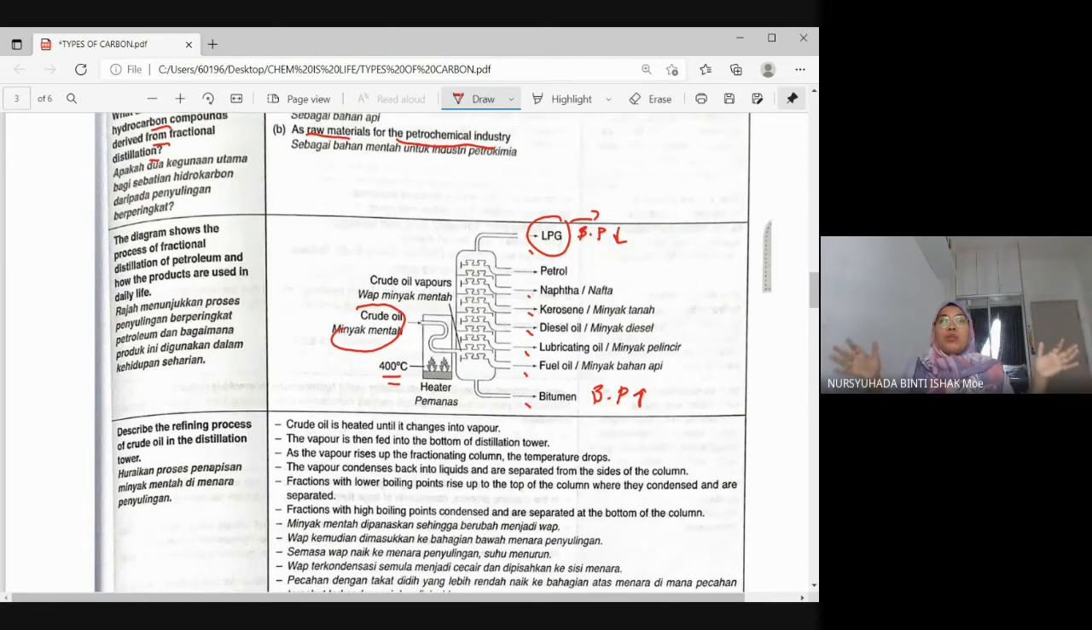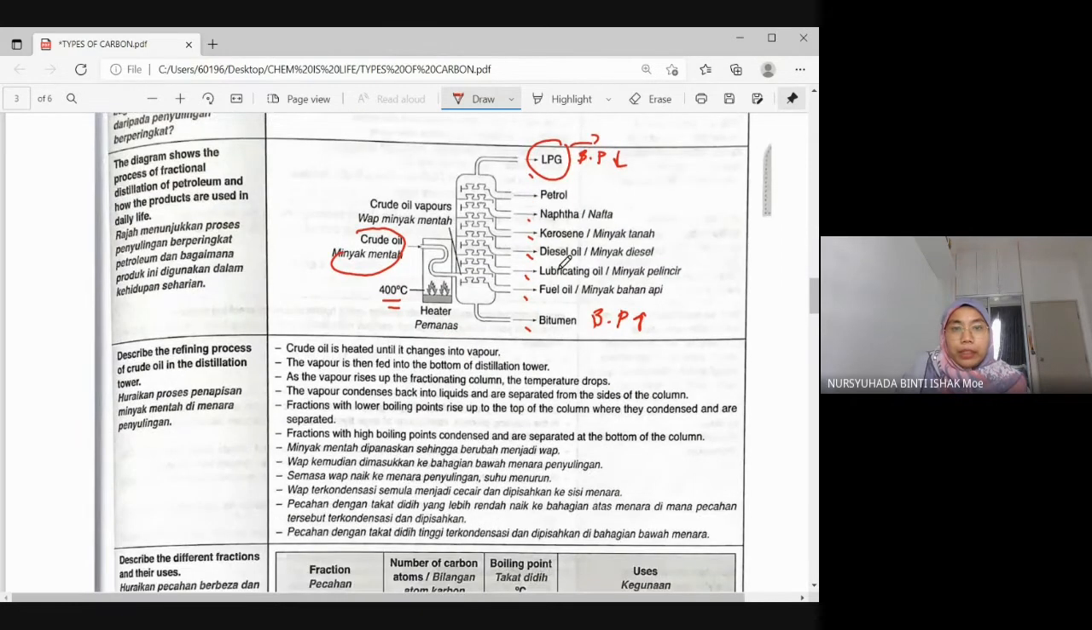Macam mana kamu nak kumpul gas yang banyak tu dalam satu bekas? So, pakar-pakar ni dia cuba untuk kompreskan that gas into liquid. Itu yang jadinya LPG, liquefied petroleum gas. Kita dah transform daripada gas into liquid. Okay, petroleum, naphthalene, kerosene, diesel.